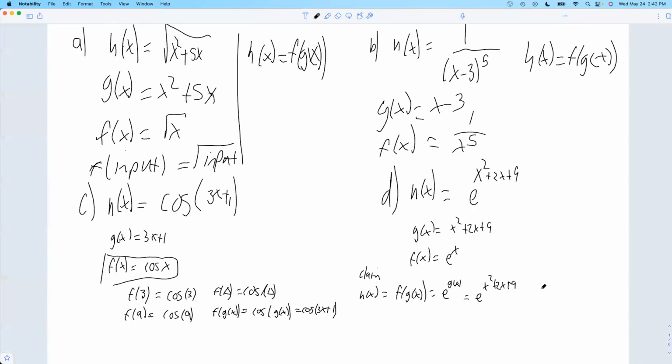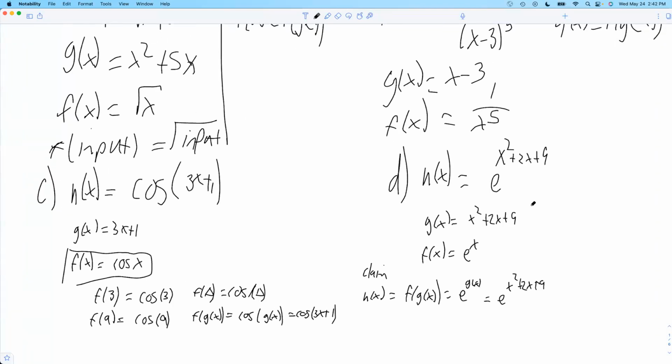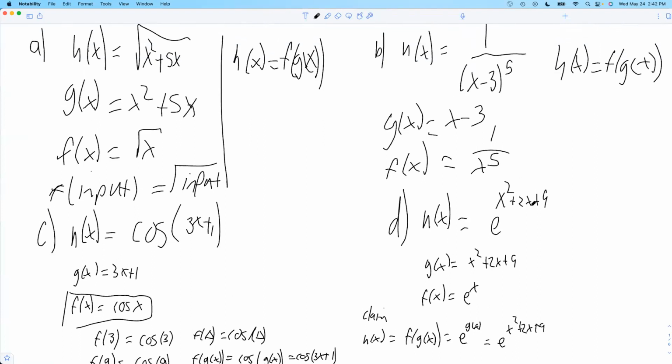We're not taking the derivative of any of these guys yet. We're just practicing decomposing a function as a composition.